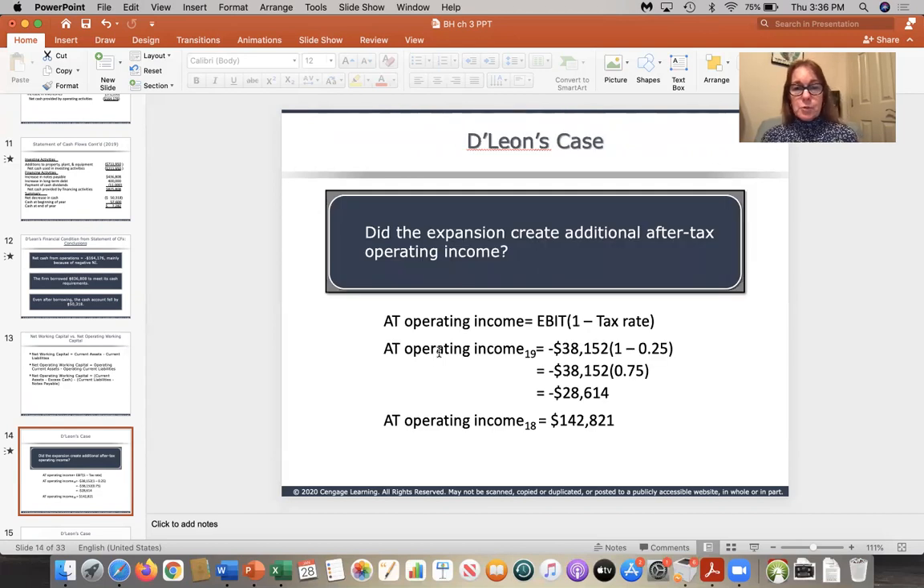Okay, next we're going to calculate their after-tax operating income. The way to calculate that, the after-tax operating income is simply the earnings before interest and taxes times 1 minus the tax rate. So their after-tax operating income is 142,821 in 2018. Here it is in 2019. Okay, this is all leading up to the free cash flow formula.